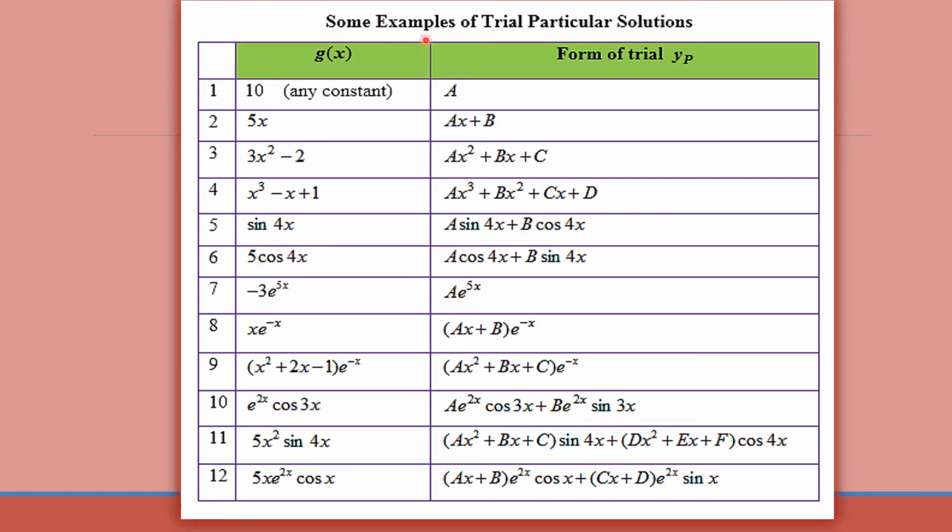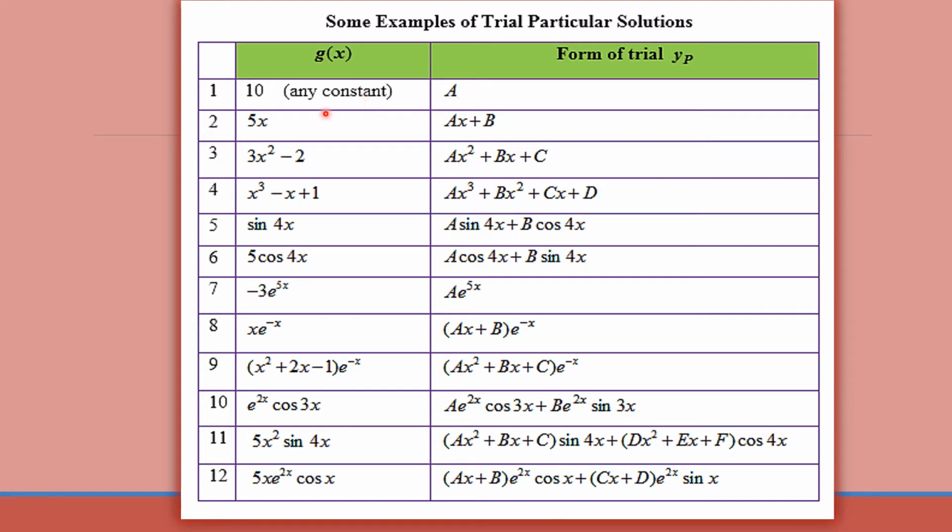Okay, these are some examples of trial particular solution. If you see the g(x) as a constant, let's say g(x) is equal to 10, then the form of the yp must follow the form of the function g(x). If this is a constant, then the yp must also be a constant, and let us call it A.